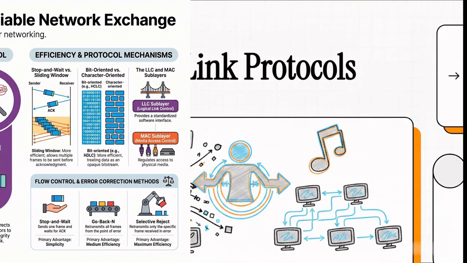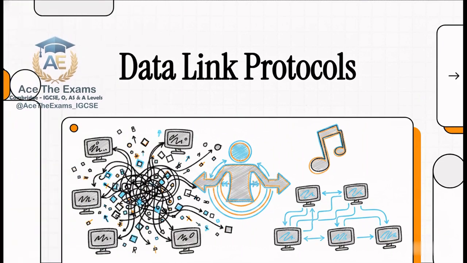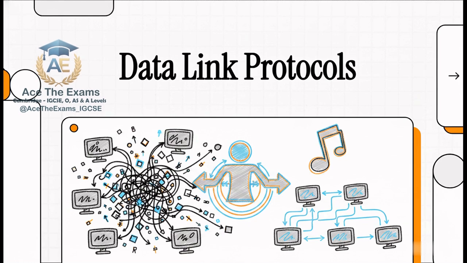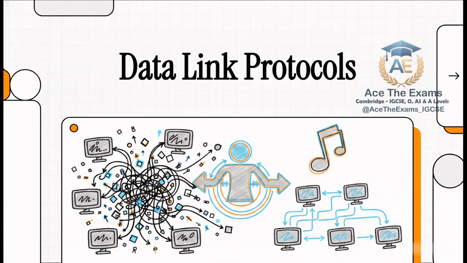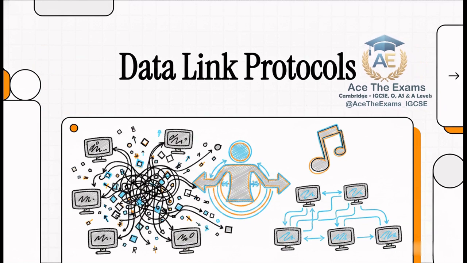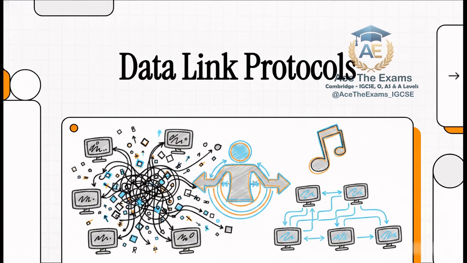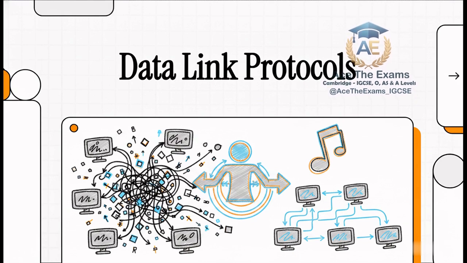Now, I want you to imagine something for a second. Picture a completely chaotic physical network link. You've got dozens of computers, right? And they're all trying to shout at each other at the exact same time over this noisy wire. You just have raw data bits flying absolutely everywhere. It would be a total unmitigated disaster. Well, that is exactly where the data link layer steps in to save the day.